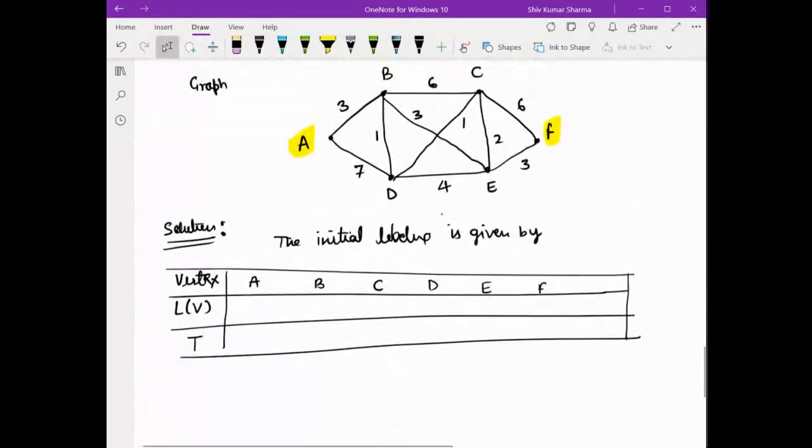We start visiting from vertex A, so we give the permanent label to that vertex. The permanent label is 0 for vertex A, and the label for the other vertices is temporary, which is infinity. So we give the temporary label infinity to the other vertices.